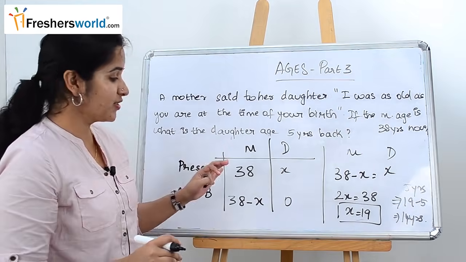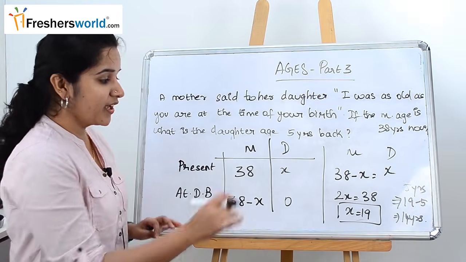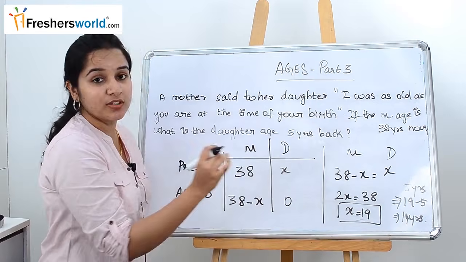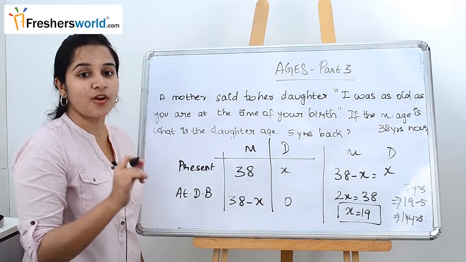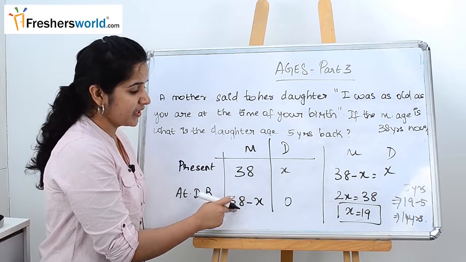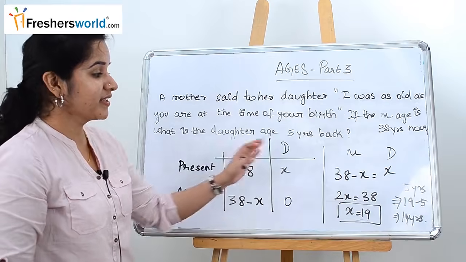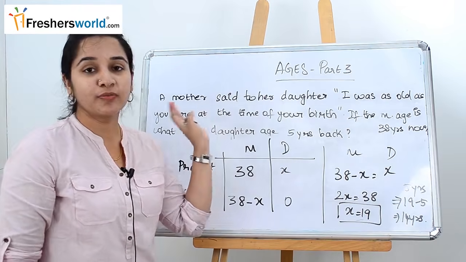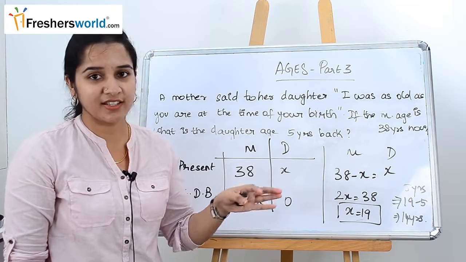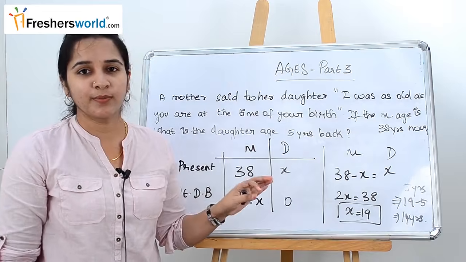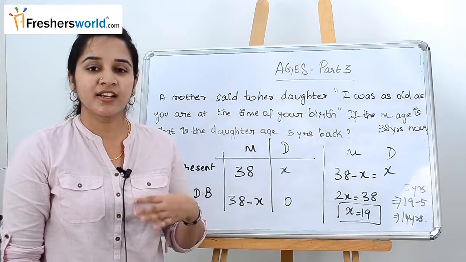So they will twist you and ask you different types of questions. If they ask you the current age of daughter, it is 19; 5 years back you know it's 14. They might also ask you what is the age of the mother during the daughter's birth, which is nothing but 38 minus 19. So various kinds of questions can be asked in this format, and they can also change, instead of mother and daughter it can be father and son or various other relationships. So this is the most common type of problem that you can face in the aptitude exam. Let's go to the next question.